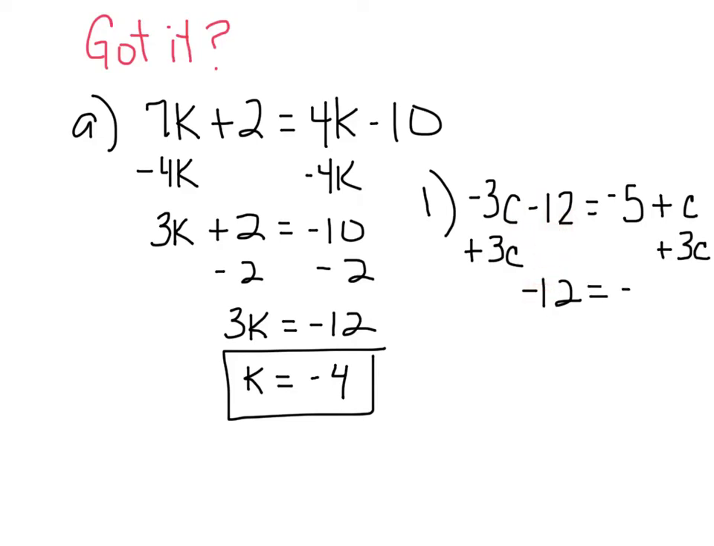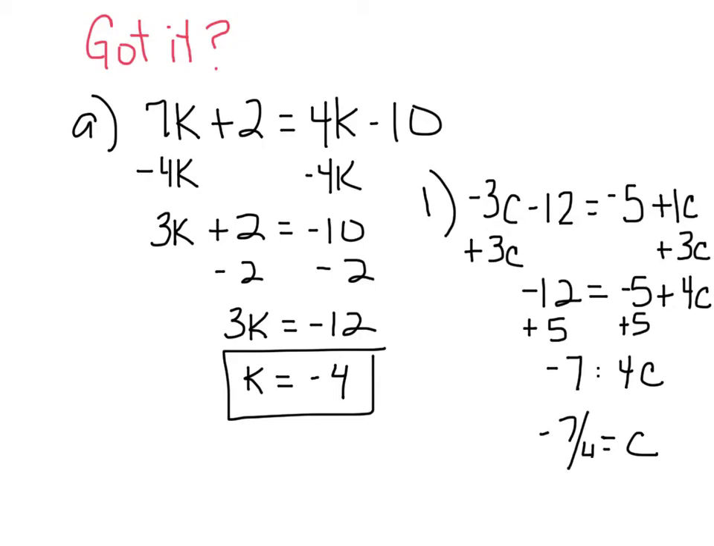Equals negative 5 plus 1c plus 3c is 4c. So now I need to move the minus 5 over by adding 5. Negative 12 plus 5 would be negative 7 equals 4c. I now divide both sides by positive 4, and that gives me the improper fraction, negative 7/4.